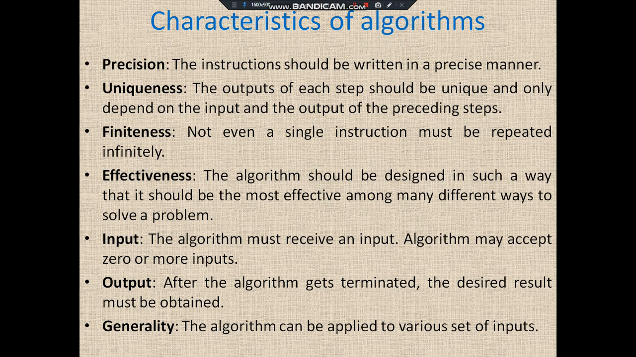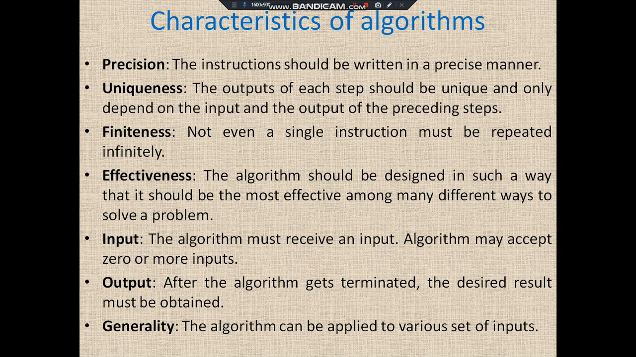Next characteristic of an algorithm is finiteness. So whatever instructions you have given in an algorithm, you need to check that those instructions will not be repeated infinitely. Those instructions must be repeated finitely. You need to check it. Okay. It is the third characteristic of an algorithm. Whatever instructions you have given, those instructions must be repeated in a finite manner.